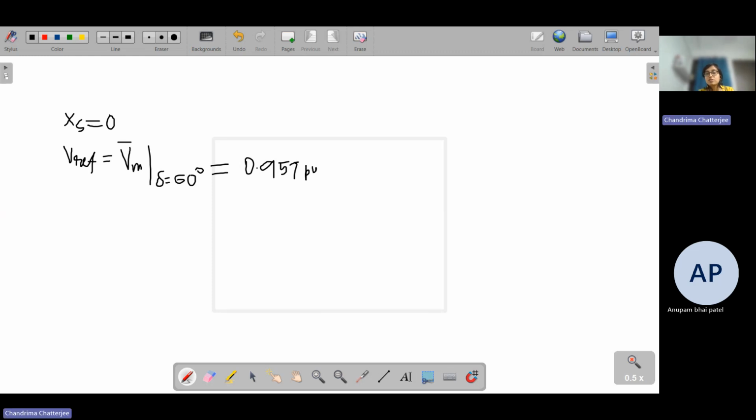And we also need to find out what is V Thevenin when delta is equal to 40 degree. Because in the question they have asked to find it out when delta is equal to 40 degree. So again we will find out. So this is cos delta by 2.